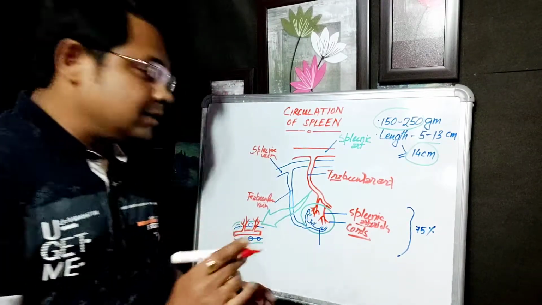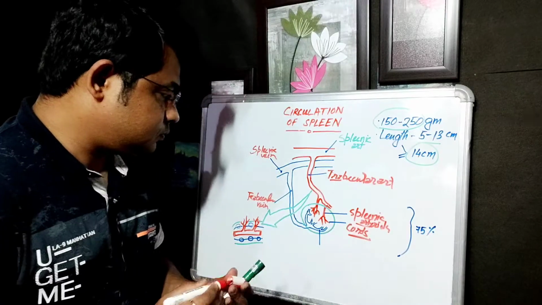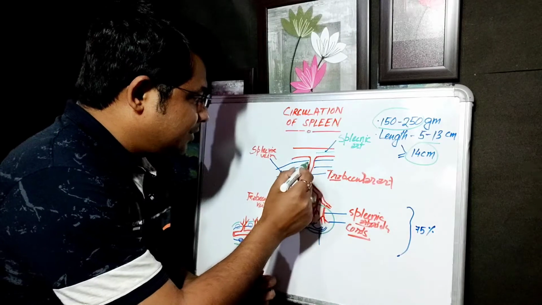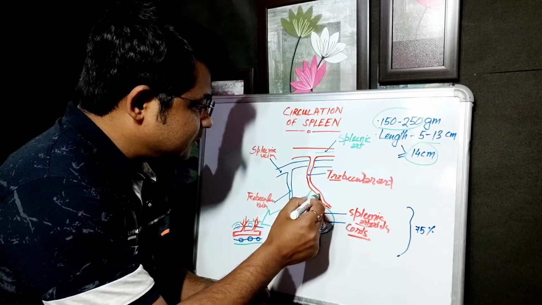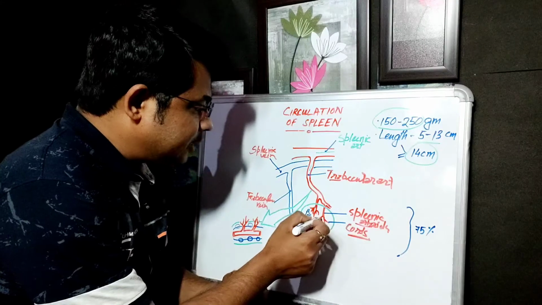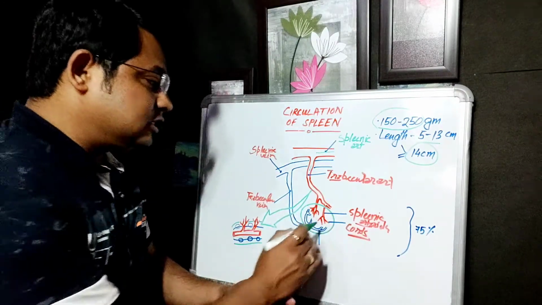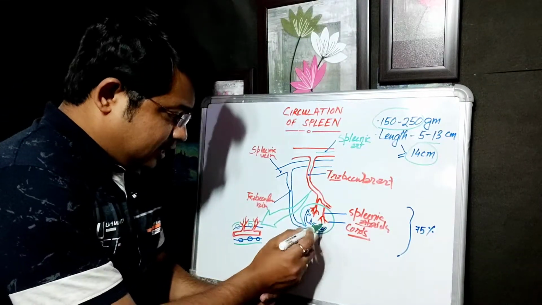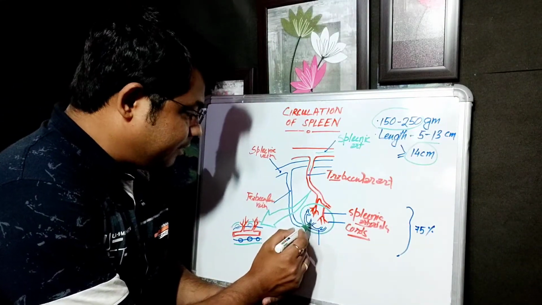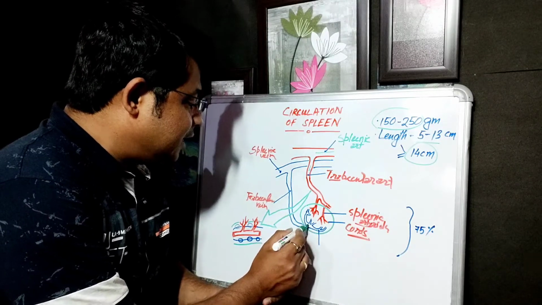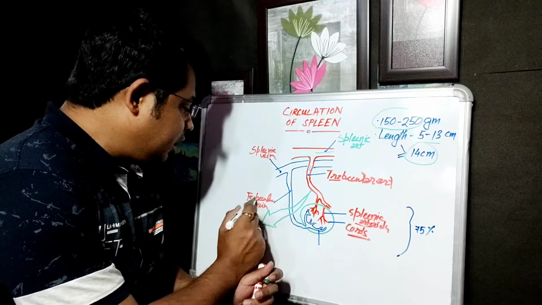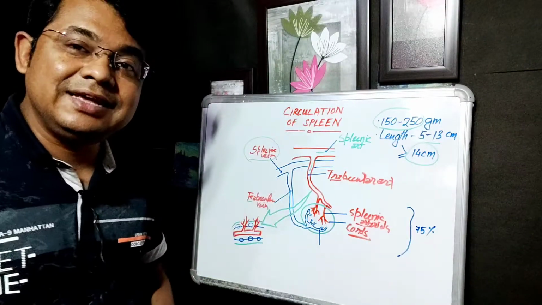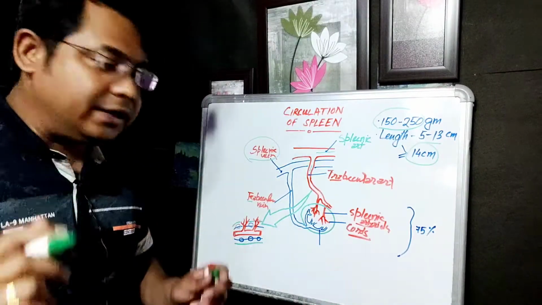So the blood that enters the spleen from the splenic artery reaches these trabecular branches, finally reaches the splenic arterioles and then the cords. And these cords are devoid of any endothelial lining. After that, the blood cells enter the sinuses, and from the sinuses it will drain into the trabecular vein and finally into the splenic vein. So this is the actual circulation of spleen.